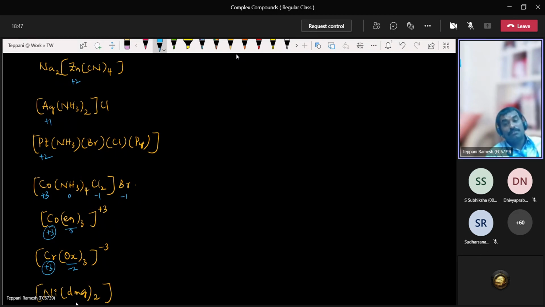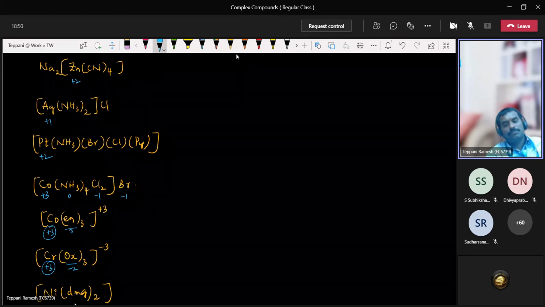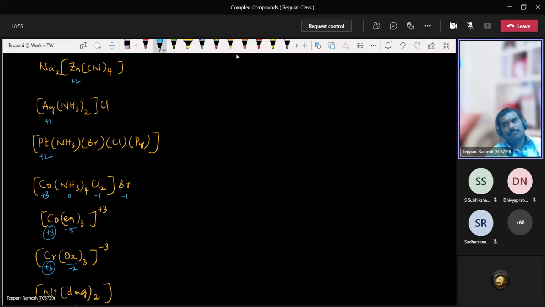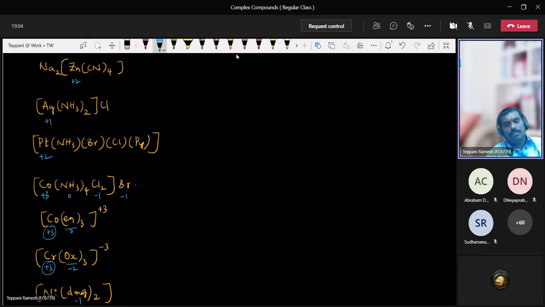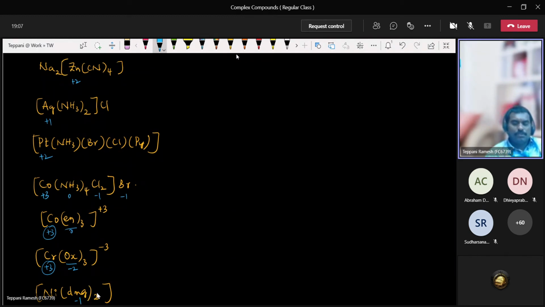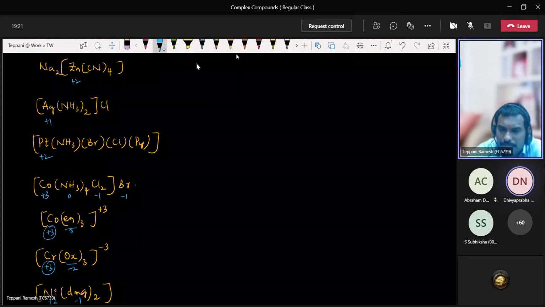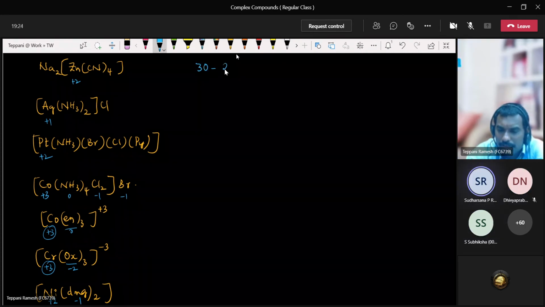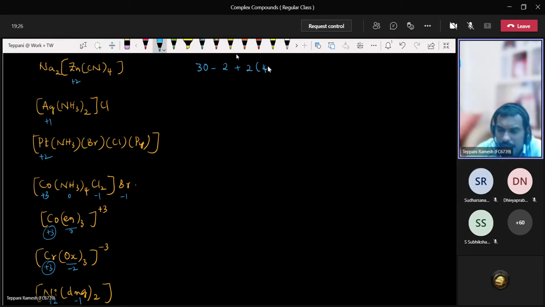DMG charge. -2. DMG -1, equal to +2. Total charge -2 on the anion. The Z value, the EN value for this: 30 minus 2 plus 2 into 4, that is 36. Very good. 36.